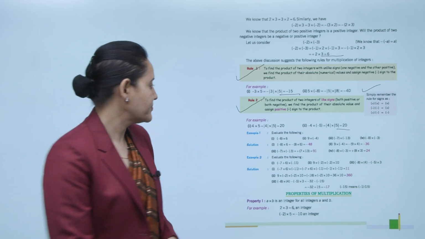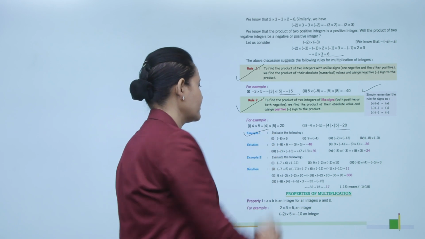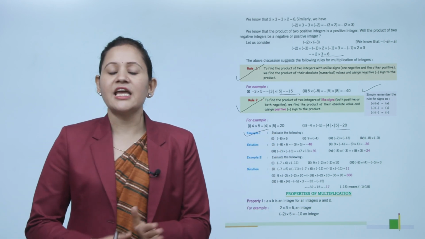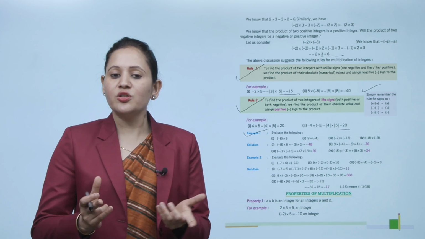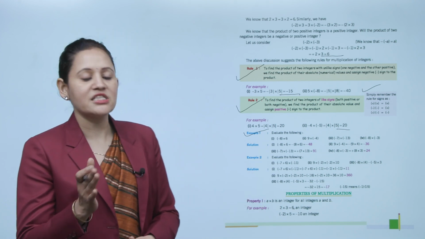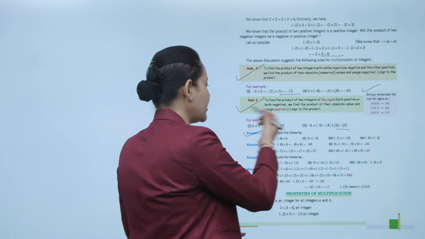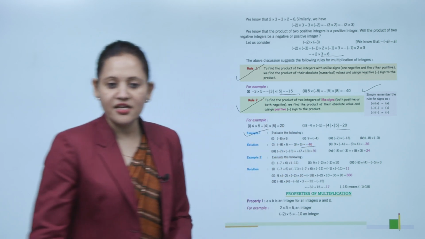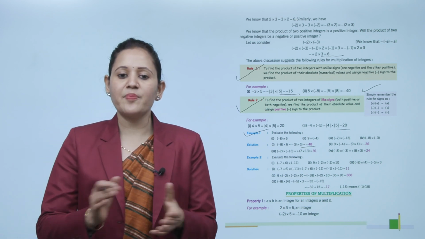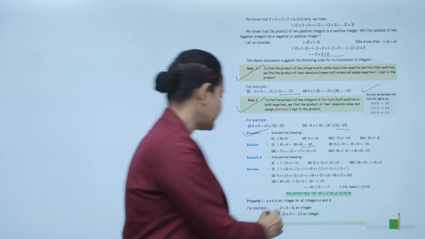Evaluate the following. -8 into 6. Here one is negative and the other is positive, so the product will be negative. 8 into 6 is 48, और negative sign आ जाएगा, so product क्या हो जाएगा? -48. Clear? Next is properties of multiplication.